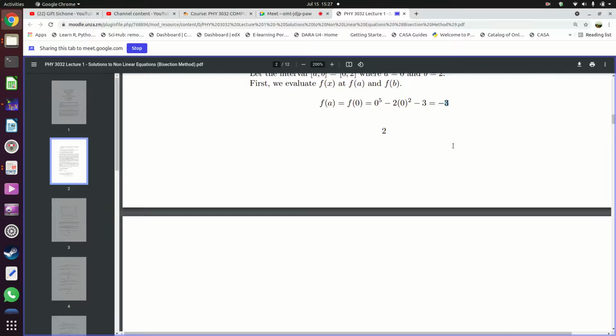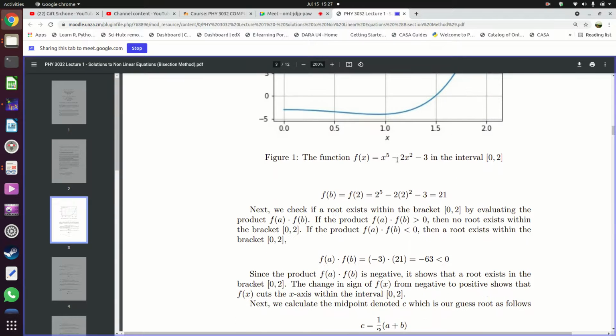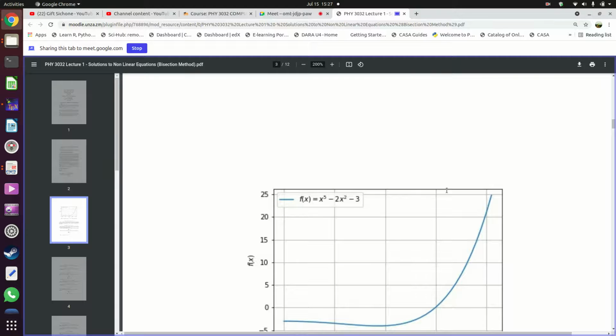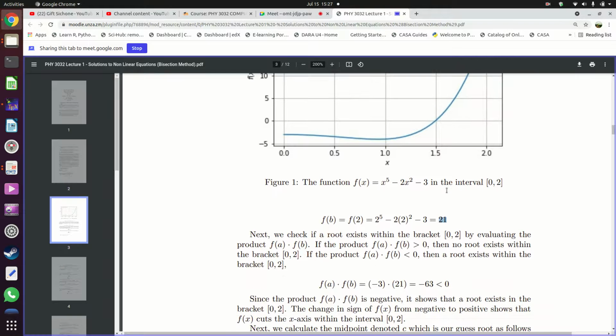Yes. Then you go to B. You also work out f of B. f of B is equal to f of 2, which is going to be 2 to the power 5 minus 2 times 2 to the power 2 minus 3, and this is going to be 21. So at f of B, our function is 21. 21 is positive. So at f of B, our function is a positive valued function. So at f of A, it's negative. At f of B, it's positive.